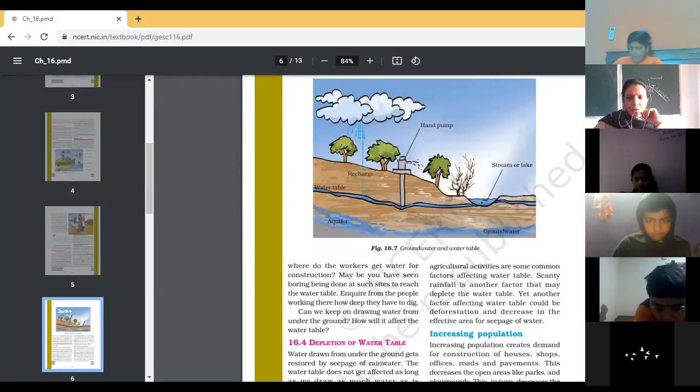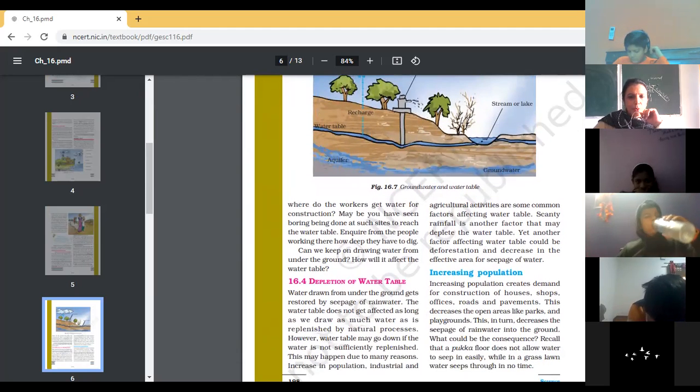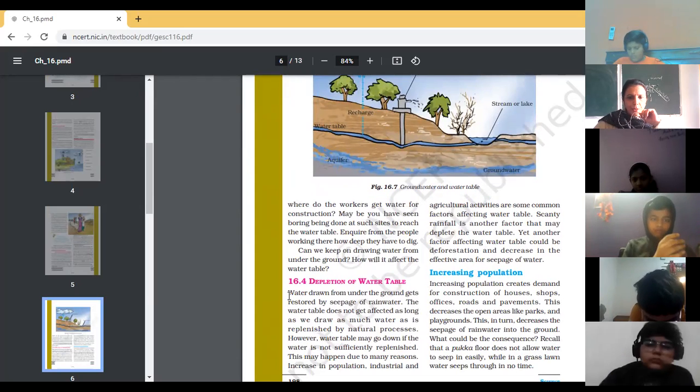Today we are going to start with the depletion of the water table. What are the reasons for the depletion of the water table? Why is the water table going down? Okay, so let's start with today's work. Yes, Vansh Sharma, you may continue reading.